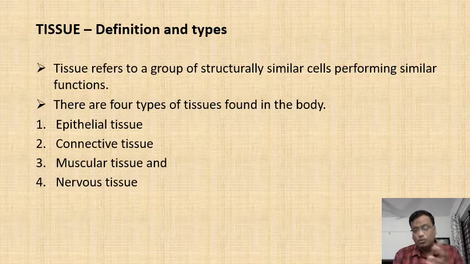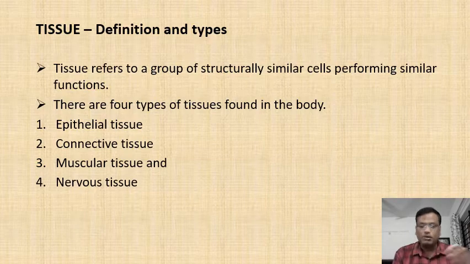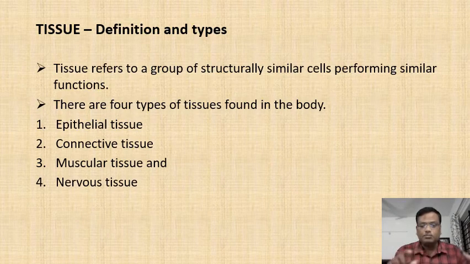Tissue refers to group of cells, and we say that all the cells of a tissue have a common origin, common function and common structure. So they have same shape, size, etc., and all together perform a similar function. So that constitute a tissue. So it is the next level after cells in a body organization.